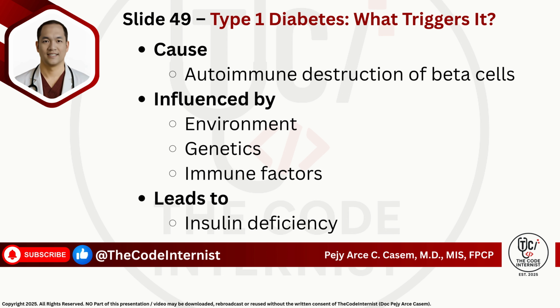Type 1 diabetes happens when the body's own immune system attacks and destroys the beta cells in the pancreas, the ones that make insulin. This destruction is triggered by a combination of genetic tendencies, environmental exposures, and immune reactions. Eventually, when enough beta cells are lost, the body can't produce insulin anymore, leading to high blood sugar and full-blown diabetes.